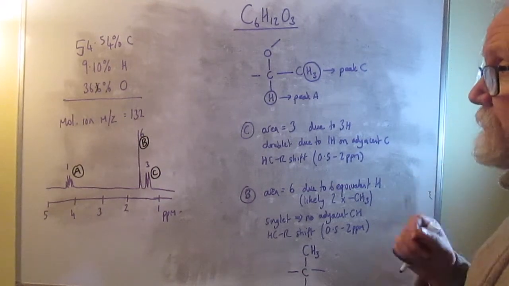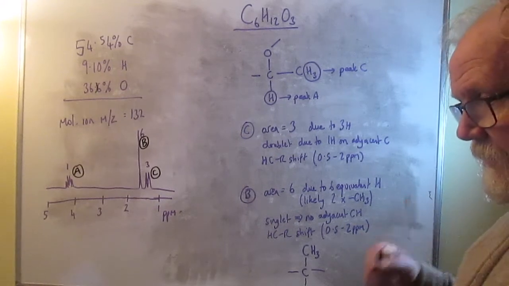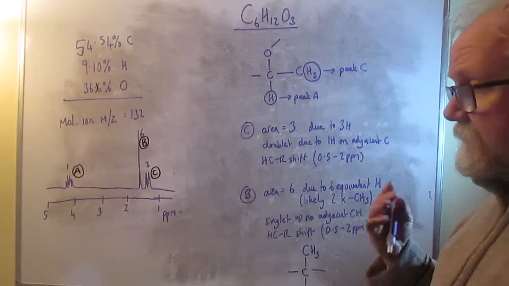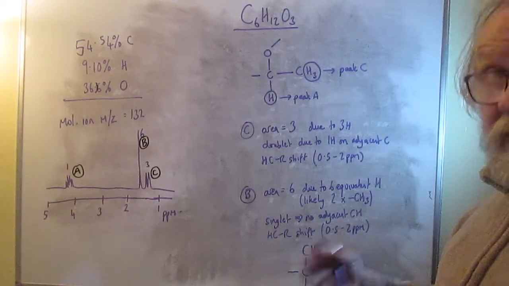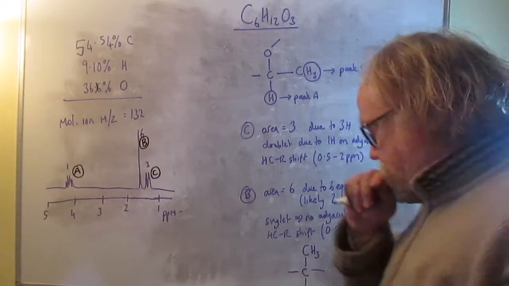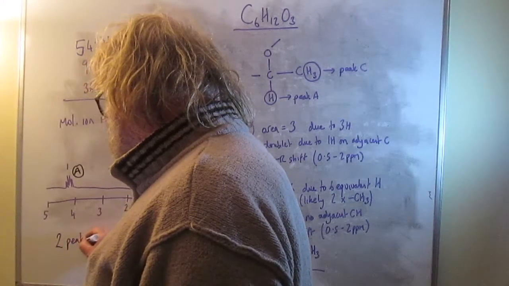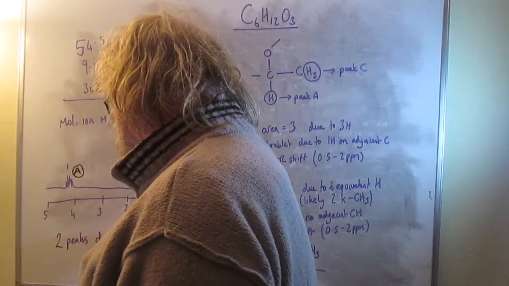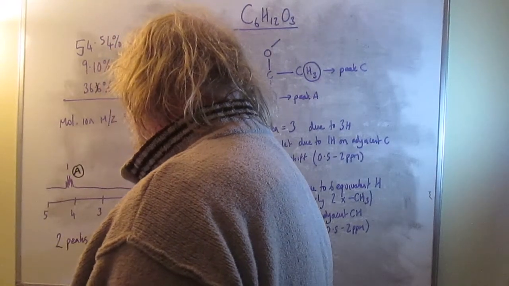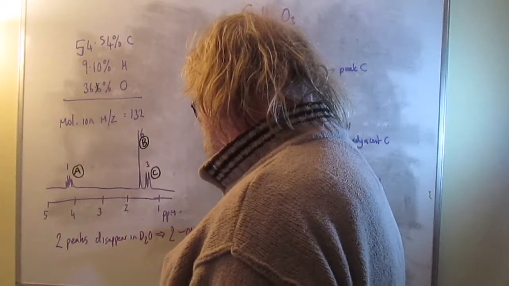And we've got one more bit of information from the NMR, which is that we've got two peaks which disappear when D2O is added. Now remember, that's what OH and NH peaks do. We've got no nitrogen in this molecule, so that suggests that we have two OH peaks.